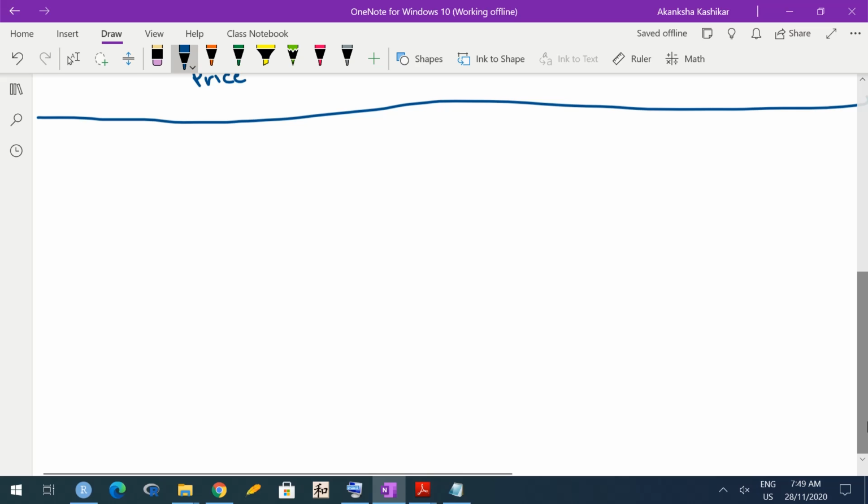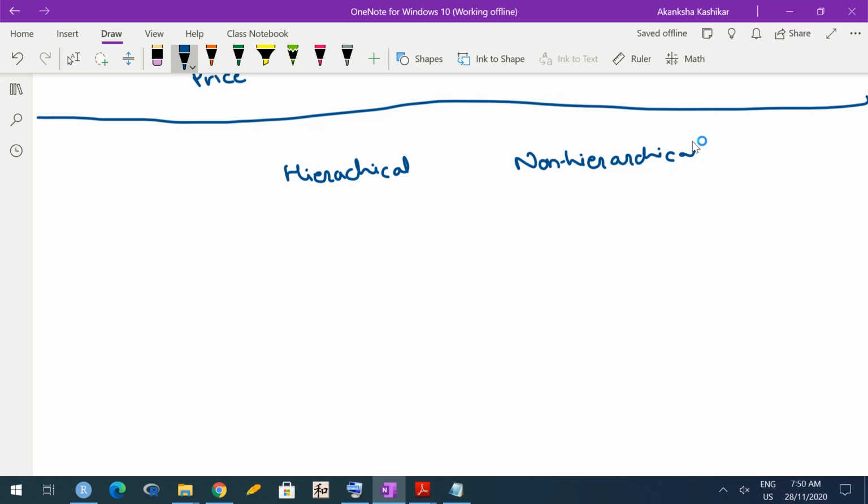There are two major categories or ways in which cluster analysis can be carried out. So they are known as hierarchical and non-hierarchical. As the name says, hierarchical means there is some sort of order in it. Okay.